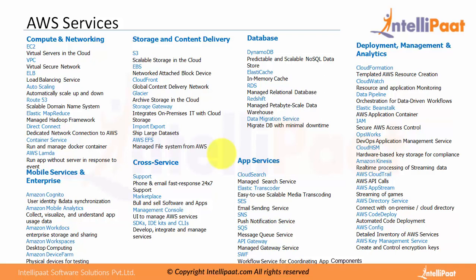Going to the app services part, CloudSearch is a managed search service from Amazon. If you think of Solr, CloudSearch is a Solr implementation from Amazon. It's a managed search service. Elastic Transcoder, when you want to convert certain media from one format to another, is a service for that. If you want to send bulk emails in thousands, I'm talking about bulk, not junk, Amazon Simple Email Service is for that.